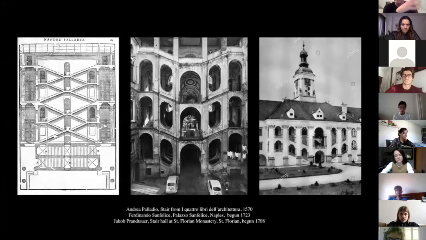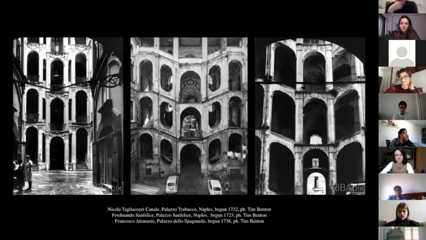Or on the right, for instance, a palace, the entrance to a monastery in San Florian near Vienna, begun in 1708, where you see the same motif of arriving at a single point and rising symmetrically to the side with oblique windows and so forth. Now, of course, these readings influenced me a lot, but in my own research, what I was interested in more was the extent to which this stair was mirrored in other stairs throughout the city.